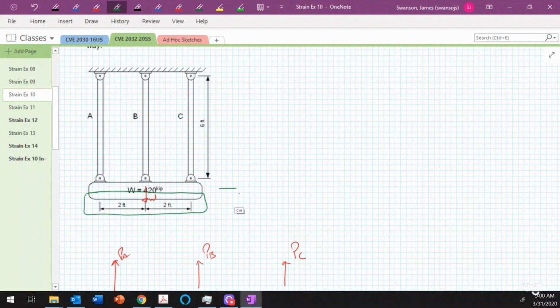Whoops, let me change that to blue. So we have some deformation here from its original position to its final position, and I'll call that capital delta. Now I can say that this capital delta is going to be equal to the amount of stretch that we get out of rod A, so that's delta A. It's going to be equal to the amount of stretch that we get out of rod B, and it's going to be equal to the amount of stretch that we get out of rod C. So this equation represents our geometric compatibility equation.